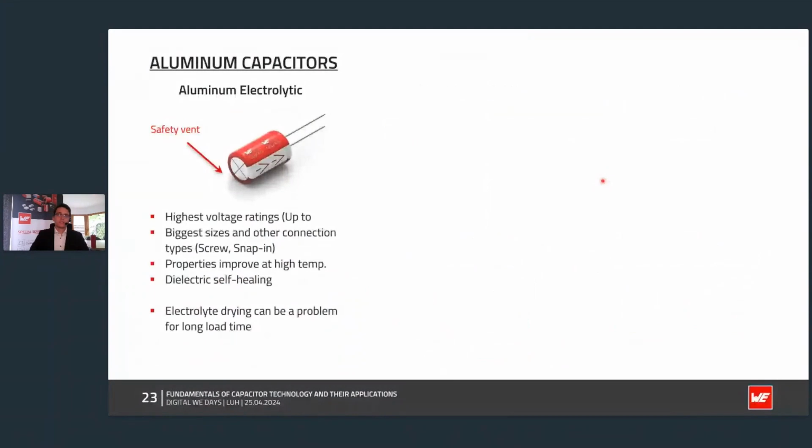So let's check them a little bit from the outside. Aluminum electrolytic capacitors have a safety vent. We have the highest voltage ratings there, up to 650 volts possible. We have the biggest sizes, and we also have some dielectric self-healing. But the disadvantage is for sure that the electrolyte drain can somewhat shorten the lifetime.